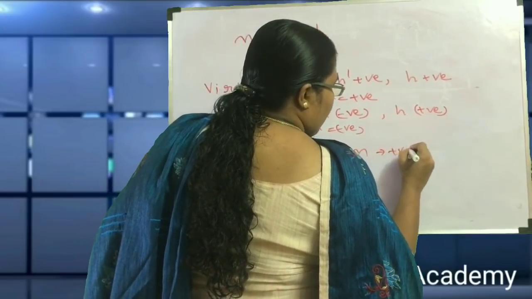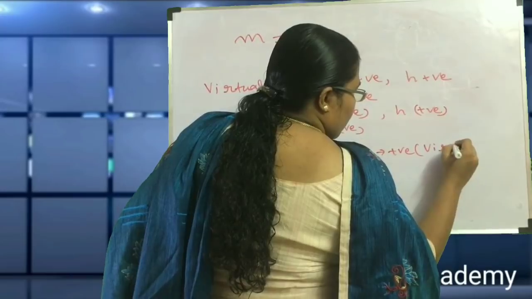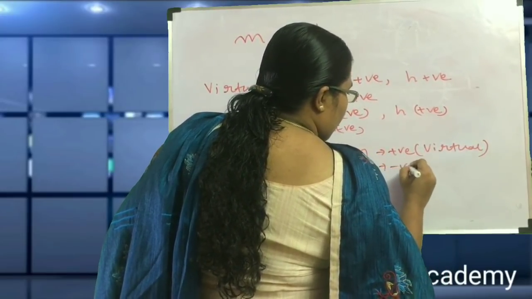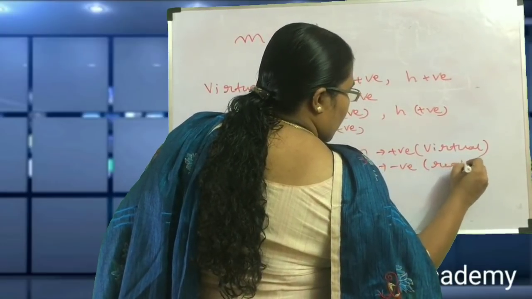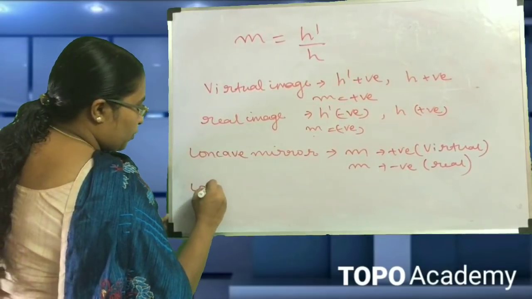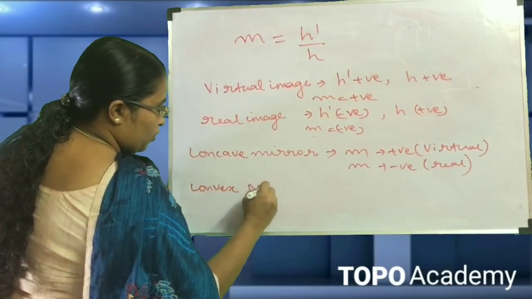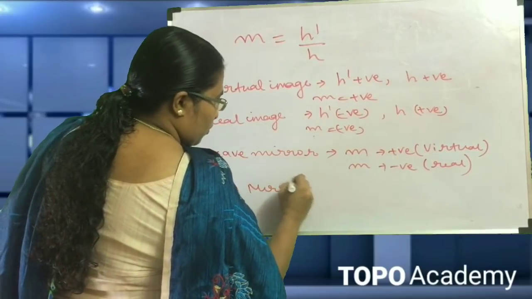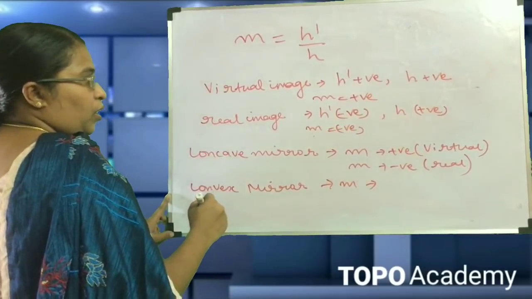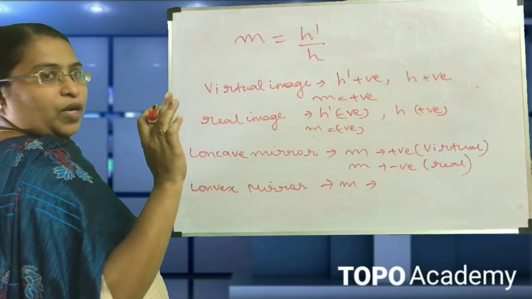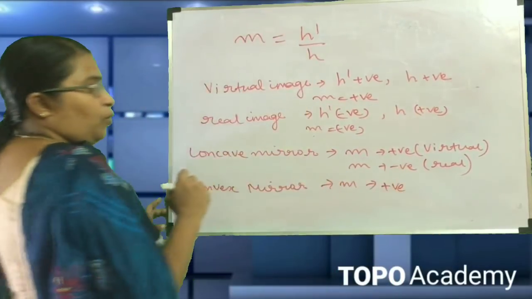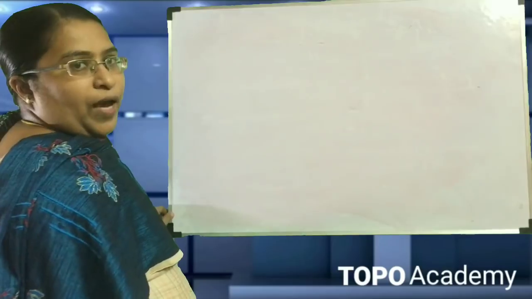Magnification is positive for a virtual image and negative for a real image. In the case of a convex mirror, magnification is always positive because in all cases of a convex mirror we get virtual images. So in all cases of a convex mirror the magnification is positive. Next, we have to see the other cases.